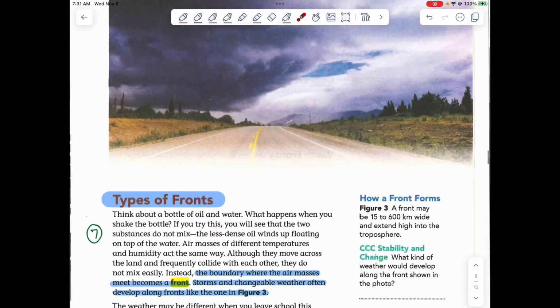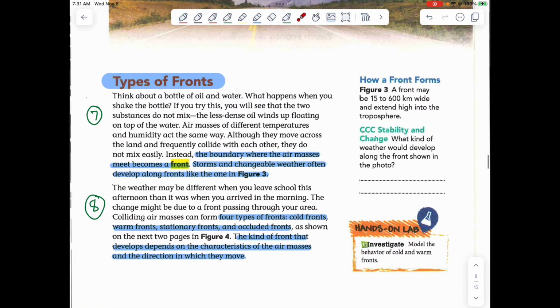All right, now that we're ready to do some highlighting here, I did highlight the types of fronts. That's going to stand out to me. And when I start talking about types of fronts, it wasn't until really at the end of the paragraph that I really found something that I thought was really important to highlight. So for me, it says the boundary where air masses meet becomes a front. So it's actually telling me what a front is. It's that boundary line. And then storms and changeable weather often develop along fronts, like the one in figure 3.